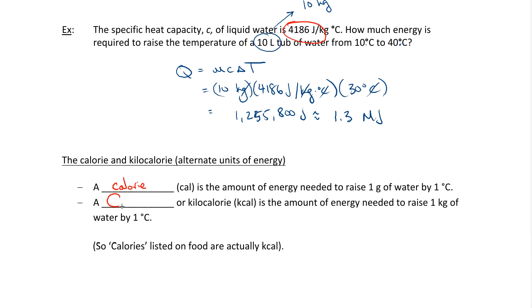And if we use a capital C, then that's the same as a kilocalorie of the lowercase c variety. So a capital C calorie is the amount of energy needed to raise 1 kilogram of water by 1 degree Celsius. By the way, the calories you see listed on your food are actually kilocalories. They have a capital C. So that's another unit of energy, and we can convert back and forth between calories and joules.